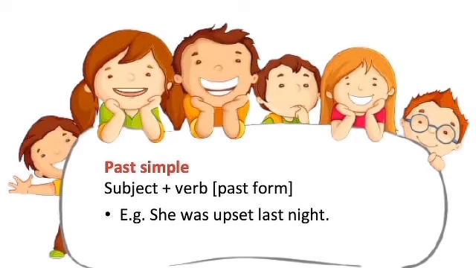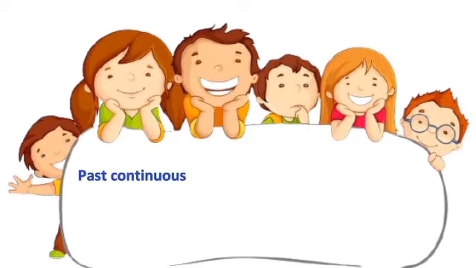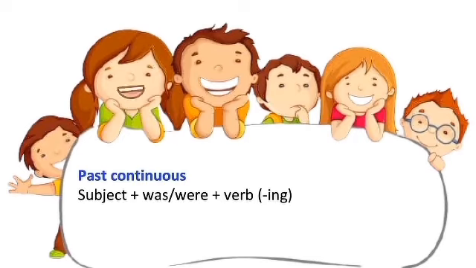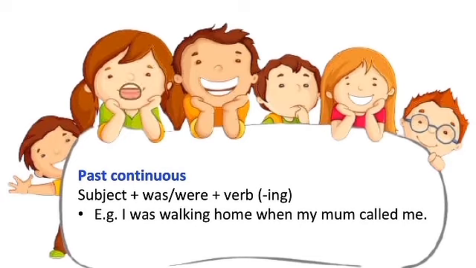The second use is for the past continuous tense. This tense is used to describe a past situation that was ongoing. This action may have been interrupted or another action also occurred. The sentence structure is subject plus was or were plus the verb ending in ing. For example, I was walking home when my mum called me.